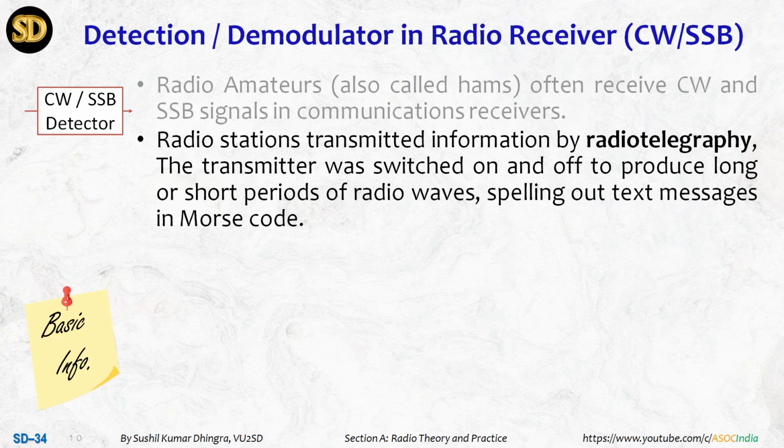So we are transmitting information using a radio telegraphic key, the Morse key. And what is our process? We are just switching it. It is just a switch which puts it on and off, or we are just producing a long or short period of radio waves. These waves are Morse code, later spelled out at the receiver end as a text message, and this text message is in the form of Morse code.